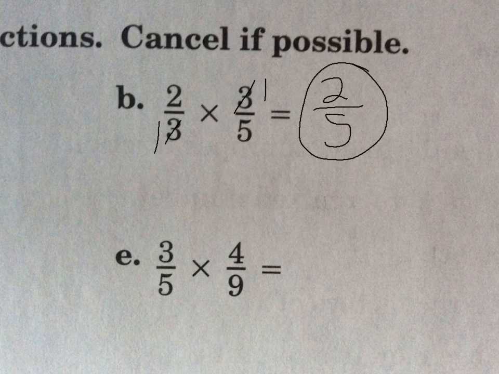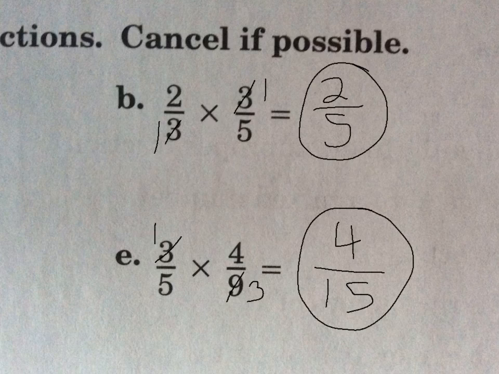E. 3 and 9. 3 goes into both of those. 3 goes into 3 one time, 3 goes into 9 3 times. Let's multiply across. 1 times 4 is 4. 5 times 3 is 15. And so we get 4/15.